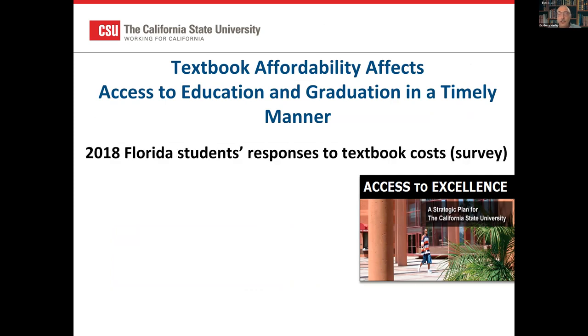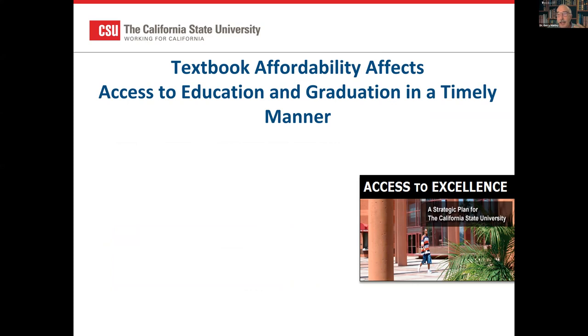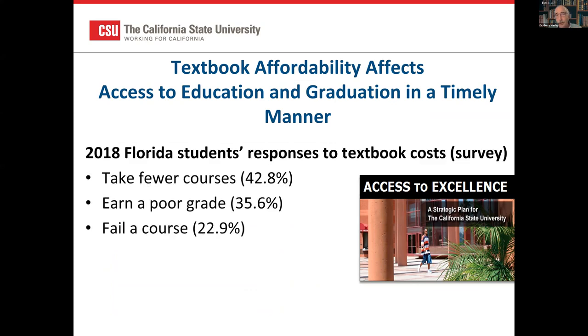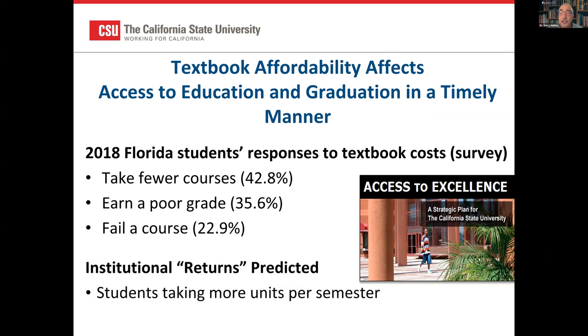Now, cost savings is very important, but there's also a Florida study looking at students taking fewer classes and getting poorer grades. When you're looking at institutional returns, Cal State has a graduation initiative, which basically means students need to take more units per semester and perform more successfully. What we're finding in campus-based research programs, for example at San Marcos, is that students are performing better in their courses that have OER. It's consistent with other research that Tanya mentioned as well.